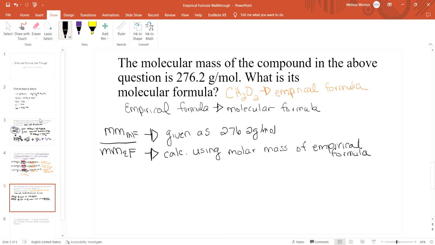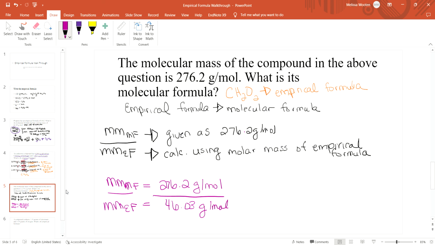Alright, so let me change colors. Alright, so the molar mass of our molecular formula equals 276.2, let's put a decimal there, grams per mole. And the molar mass of the empirical formula, you can calculate on your own. And we get the number 6.